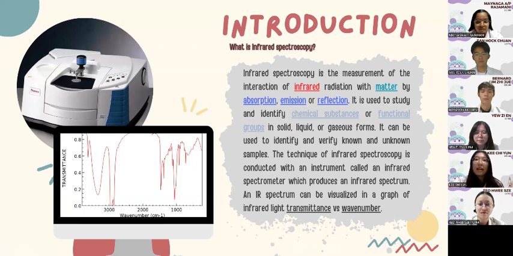So, what is an IR? Now let me introduce you. IR is a measurement of the interaction of infrared radiation with matter by absorption, emission, or reflection. It's used to identify chemical substances or functional groups in solid, liquid, or gas. It can be used to verify known and unknown samples. The technique of IR is conducted with an instrument called an infrared spectrometer, which produces an infrared spectrum. An IR spectrum can be visualized in a graph. This is an example of the spectrum on the slide.